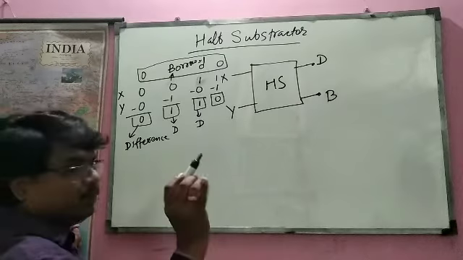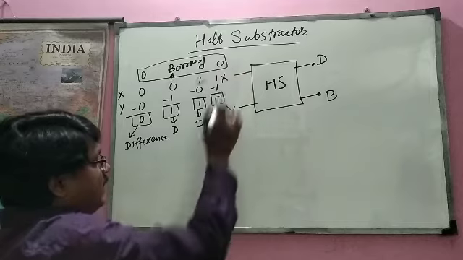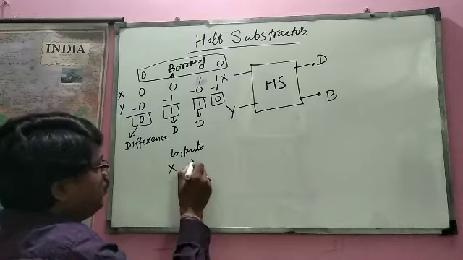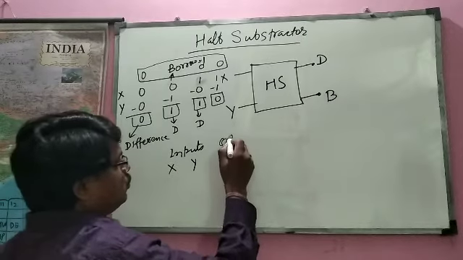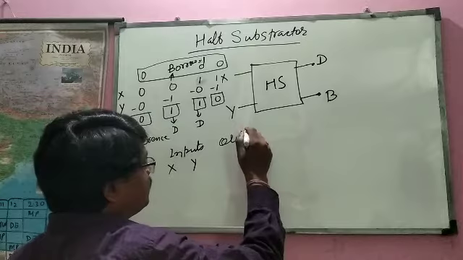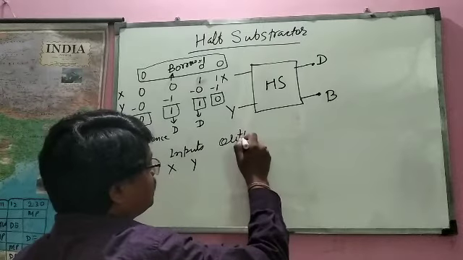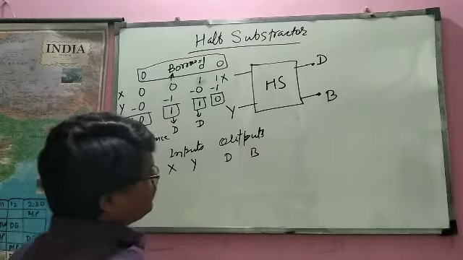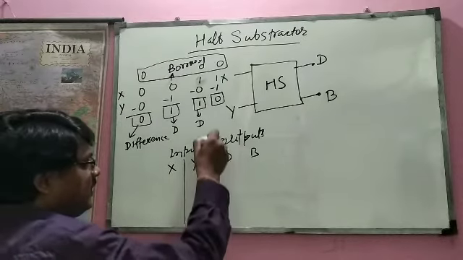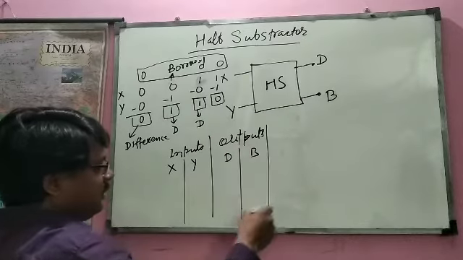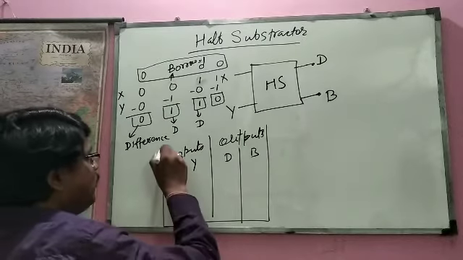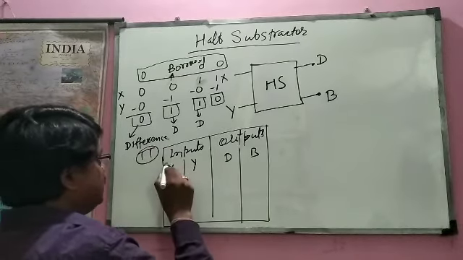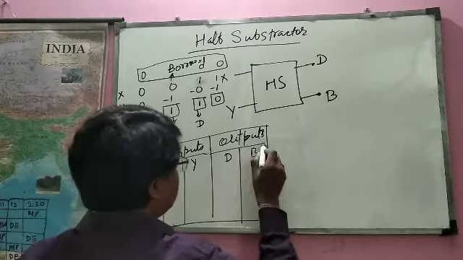Let us make a truth table for the half subtractor. There will be two inputs, x and y, and two outputs, d and b. This one is the difference and this one is the borrow. So the truth table will look like this, with the input side and the output side.